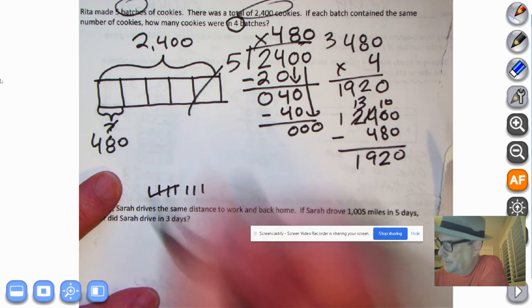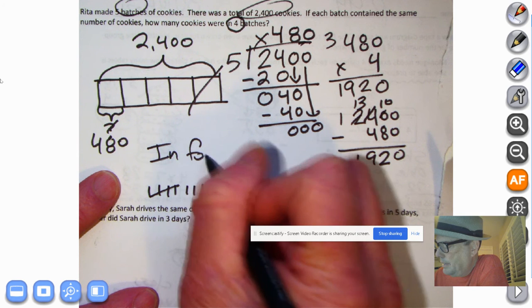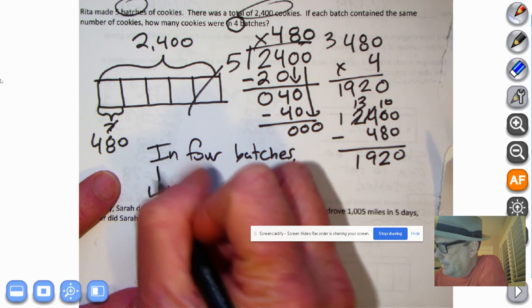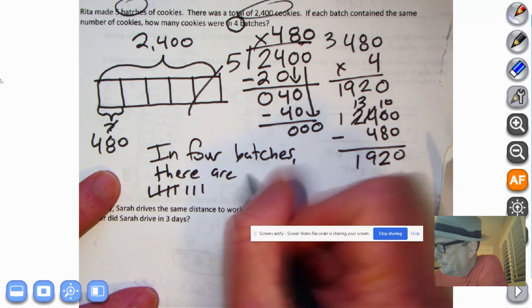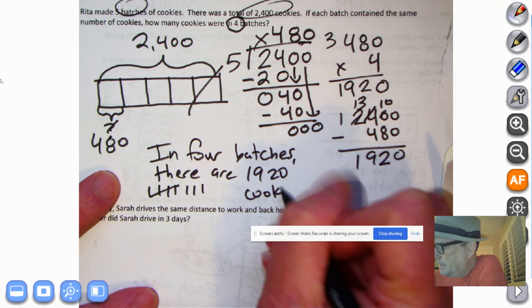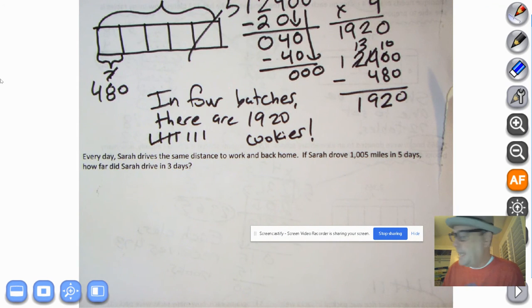So in 4 batches, there are 1,920 cookies. That would feed the whole school, at least, even the high school, and all the staff. All right, so that's that.